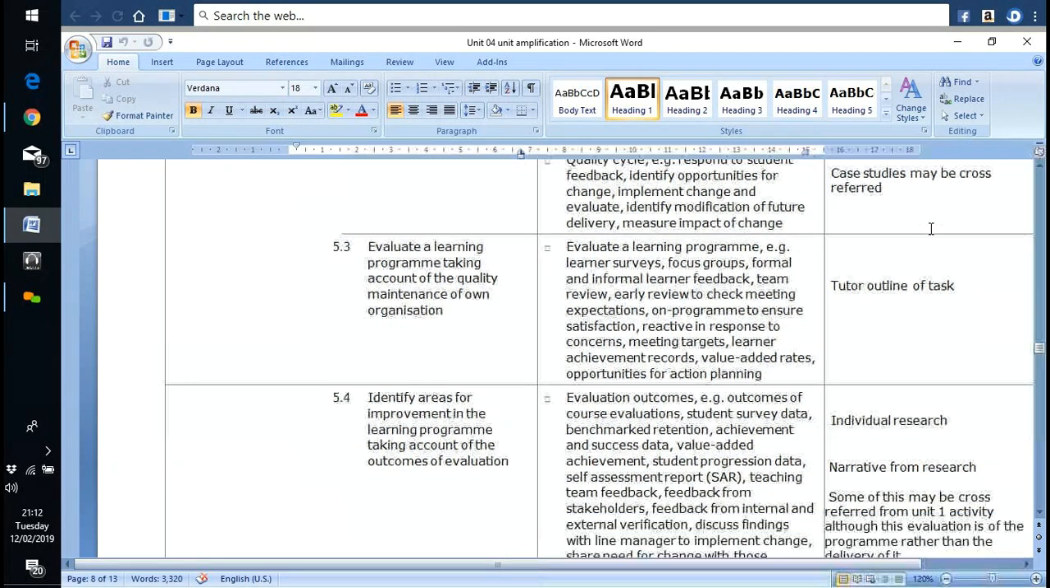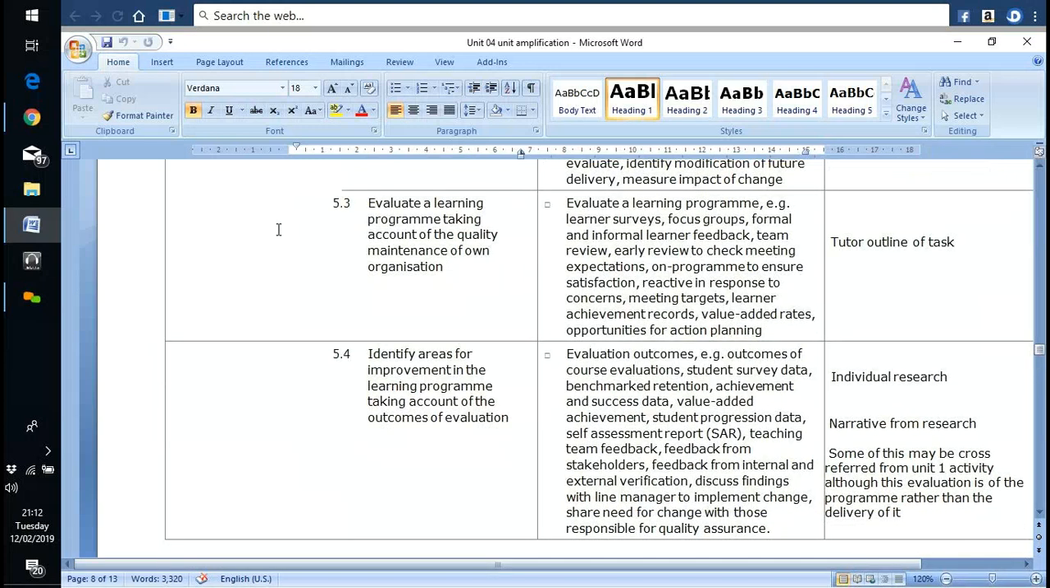Okay. Now this is specific, 5.3. You look at one of your learning programmes. It needn't be a whole programme. It could be a section of it or whatever. Looking at the quality maintenance within your own organisation, how you maintain that quality, and then evaluate that learning programme through learner surveys, any formal and informal learner feedback, how you actually deal with that, and that evaluation, you can come up with two results.